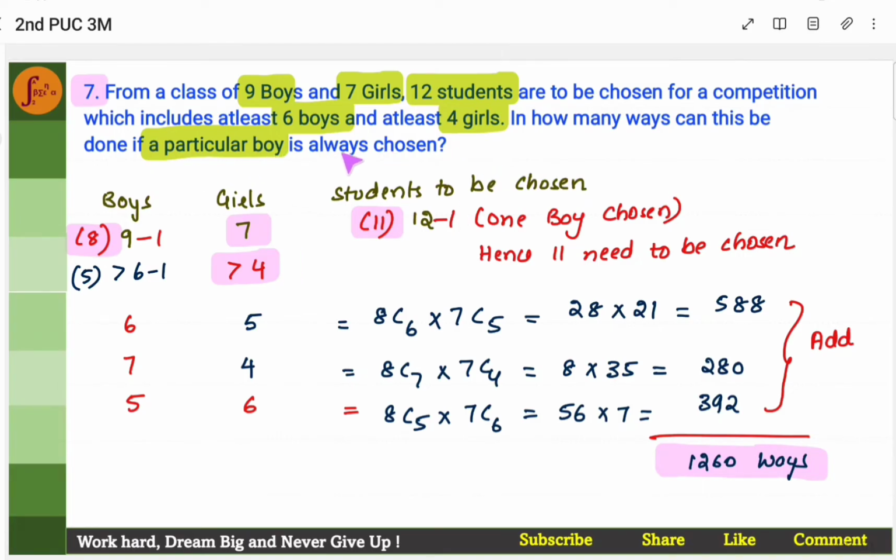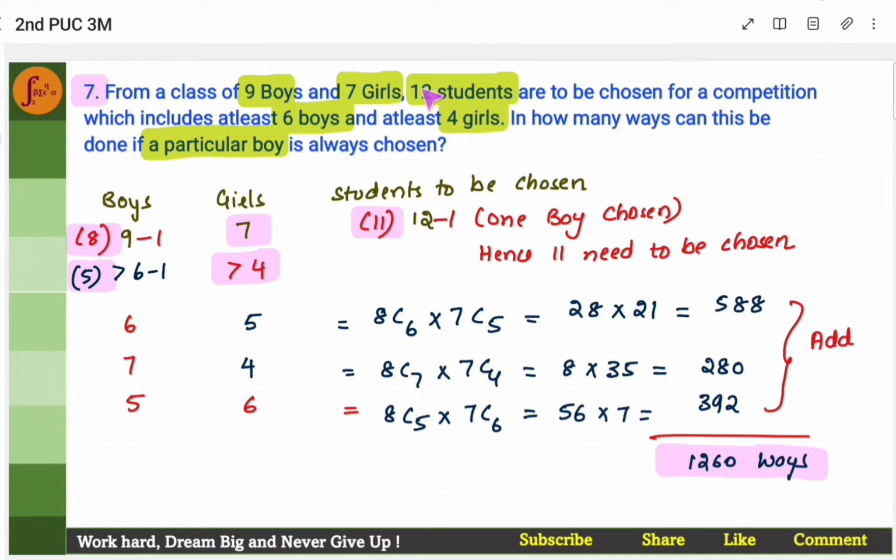So one boy is always chosen. That means you've already chosen a boy. Now you have to choose the remaining students. Since you've chosen a boy from 9 boys, the remaining boys is 8. Right? Since you've already chosen 1. And how many do you have to select now? You need at least 6 boys. But 1 you have chosen. So how many boys do you have to select? 5. Right? So now these are the numbers. Girls anyway will remain the same.